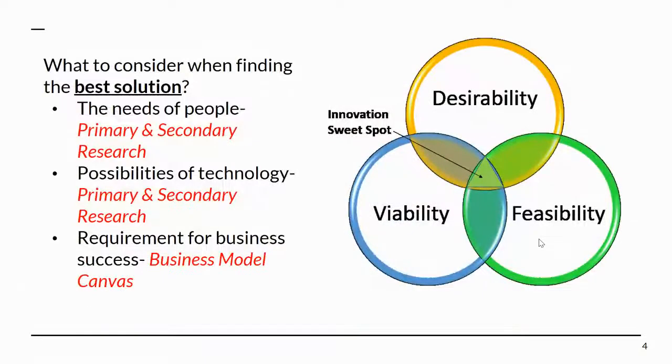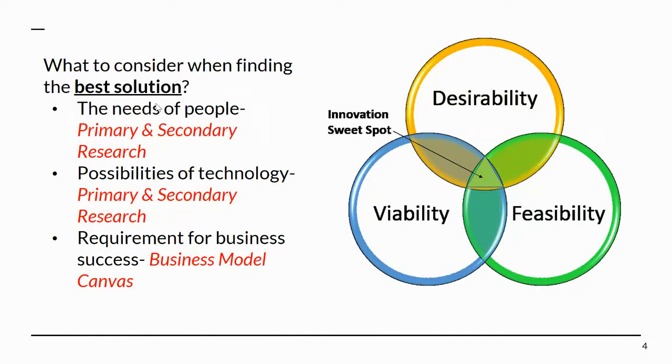This is something that has been done way before. I showed you guys that when you want to find a challenge or try to create an idea, the 3 things you need to consider are desirability, feasibility, and also viability. It can be translated into these 3 components, which are the needs of the people, possibility of the technology, and also the requirement for your business, which is the viability itself.